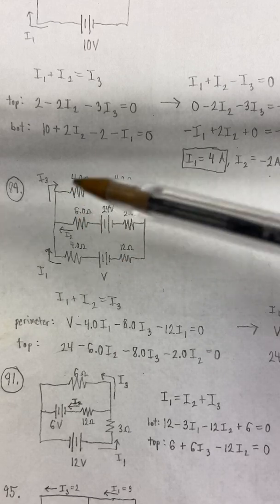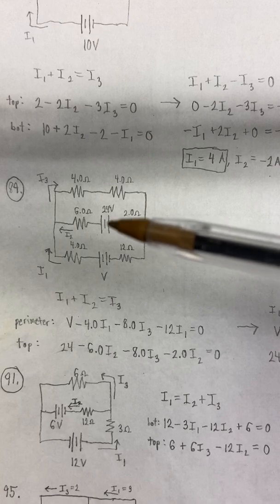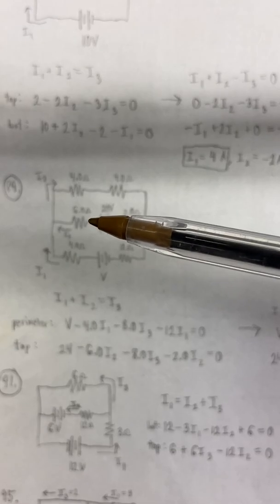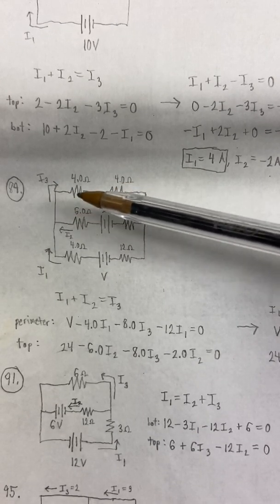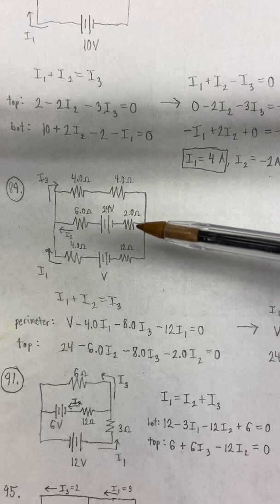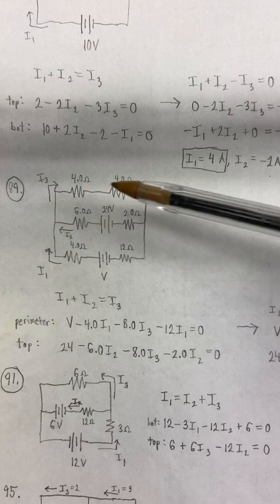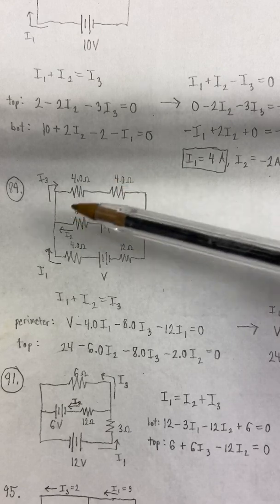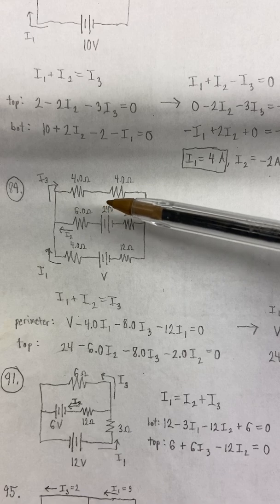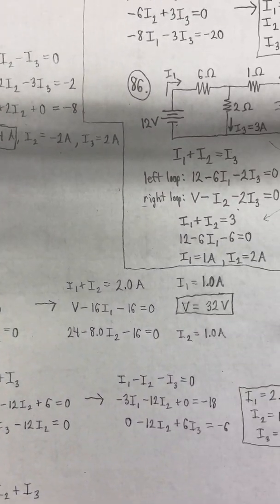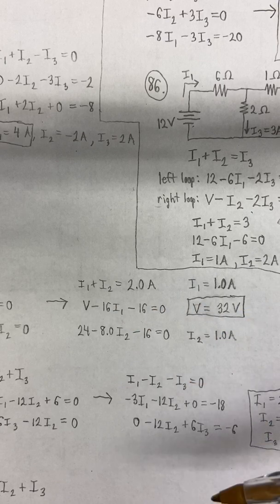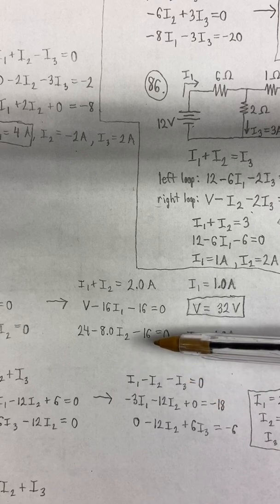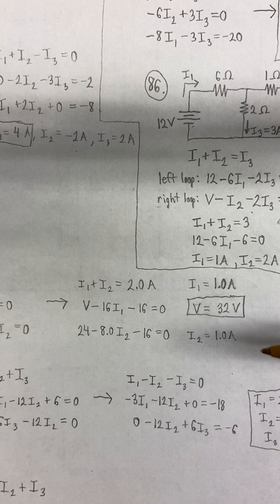Now in the top loop up here, say we're going clockwise again, positive 24 volts, minus 6.0 I2, and then minus 8.0 I3, and then finally minus 2.0 I2. So here again, the chosen clockwise direction matched up with the current at all points. Okay, so the system then becomes I1 plus I2 equals 2.0. We're plugging in things we know now. And then basically just doing the algebra on all those things and using our givens, we can find that V is 32 volts.